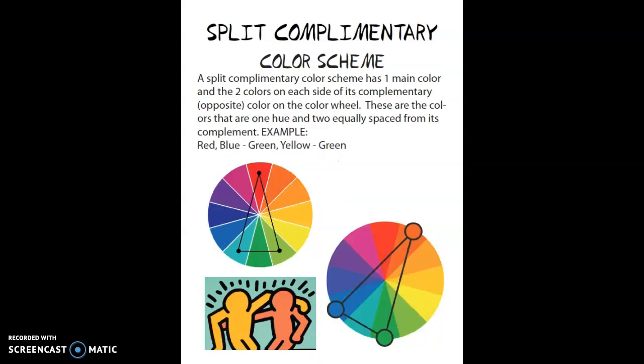Split complementary is taking one color, going across, instead of the straight up complementary red and green. I'm taking red and I'm going to take the 2 colors that are next to green. So in this case, red with a yellow green and a bluish green. Keith Haring is using some split complementaries here in his art.